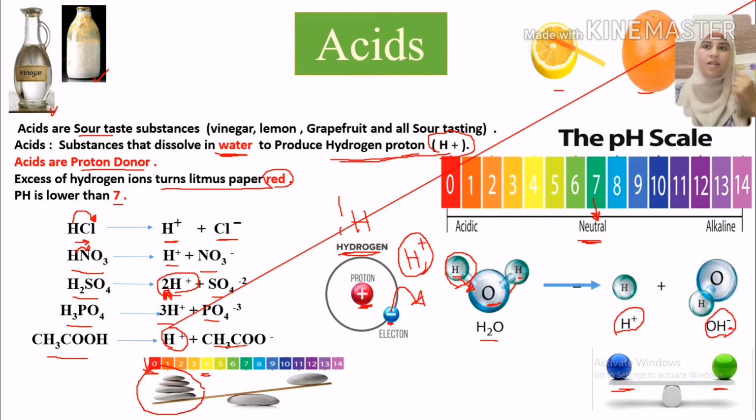We must memorize how to write the mineral acids' structures: how we can write hydrochloric acid, nitric acid HNO3, sulfuric acid H2SO4, phosphoric acid H3PO4, and at last organic acids like acetic acid. Acetic acid is one of the weak acids which can dissolve in water, and we will remove the external hydrogen proton and we will have acetate ion CH3COO negative. So this is the meaning of acids.